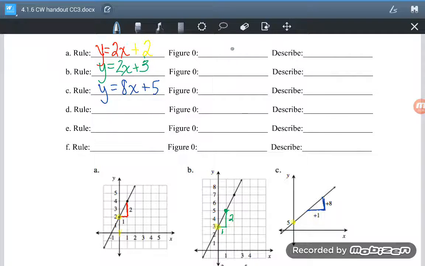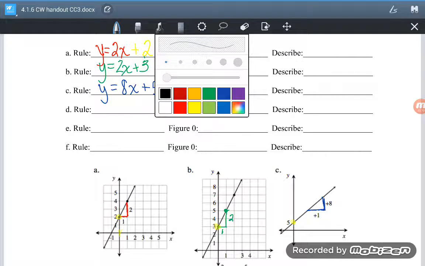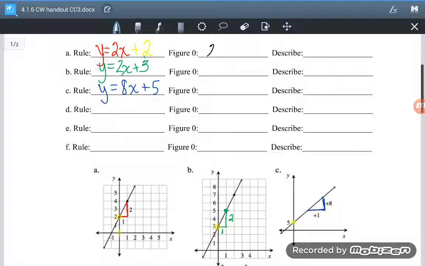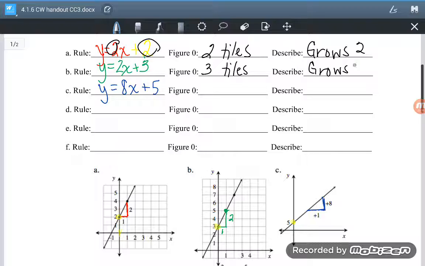So let me come back and do this Figure 0 and describe for all of them. For this first one, I've got Figure 0 having 2 tiles. I got that from right here. And its growth, instead of describe, I'm going to say what it's growing. It grows 2 each time. Here I have 3 tiles and my growth is 2 again. Here I have 5 tiles in Figure 0 and my growth is 8.